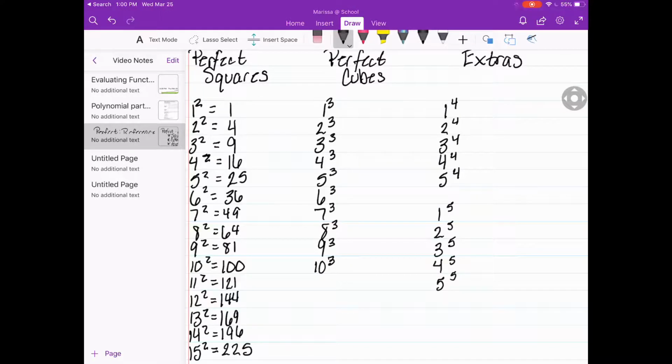Once you have all of those, you should have these numbers beside them. So go ahead and check your work. And then we're going to do the same thing in the perfect cubes column. We're going to fill all of those in.